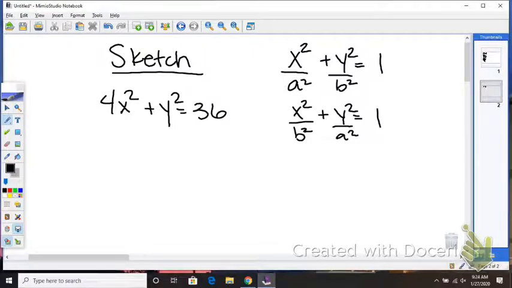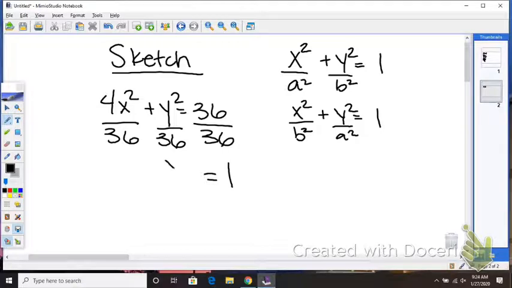Divide it by 36. But remember, what you do on one side, you have to do on the other side. So I'm going to divide each one of these by 36, because my goal is to make the right side equal to 1. So 36 divided by 36 is 1. Y squared divided by 36 is just y squared over 36. And how does 4 over 36 simplify? X squared over what? 9.